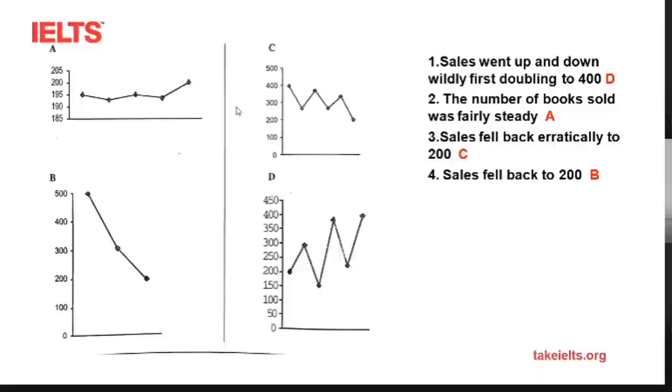Number 1 says the cells went up and down wildly. First, doubling to 400. Yes, D is the answer. See, wild movement: falling very sharply, up again, sharply down, a sharp upward trend, again a dramatic fall, again a dramatic rise. Very wild movement, isn't it? So that's really good language. So how can you describe it? The best language is "went up and down wildly."